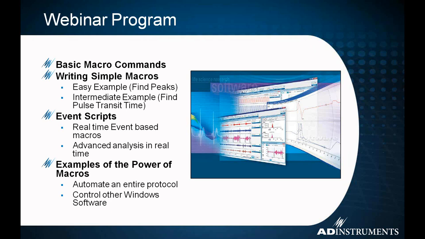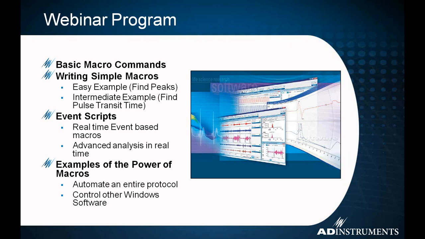So, getting into the program of the webinar today, we're going to be going over some basic macro commands. The first thing we're going to do is open up a file that's fairly straightforward. We're going to begin writing a very simple macro where we just find some peaks. While we're doing that, we'll go through the different commands that we have available. There are more commands than we really have time to fully explain here, but we'll do our best to explain what the commands and different options are in the macros area. But I encourage you to explore those if you're interested in writing more macros.